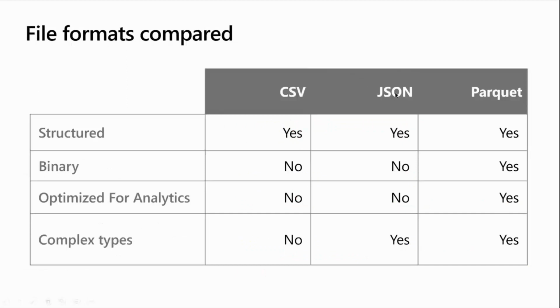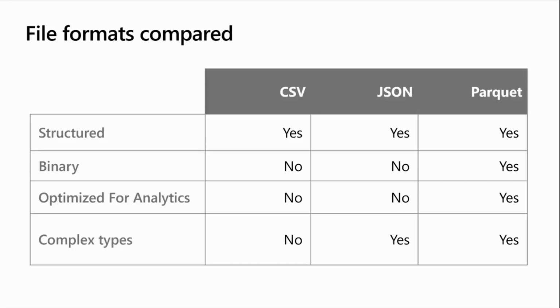So just a summary of the different file formats that are supported. We have CSV, we have JSON, and we have Parquet. Parquet is really the one that's optimized for analytics. CSV and JSON can work for smaller data sets, but the typical pattern would be to grab the data in either CSV or JSON as it comes from the system, and then transform it into Parquet before you run your analytics queries on it.